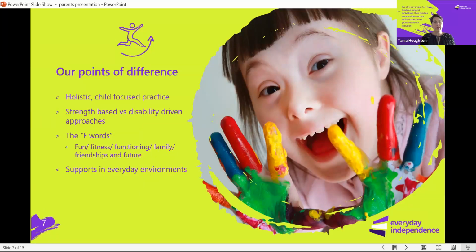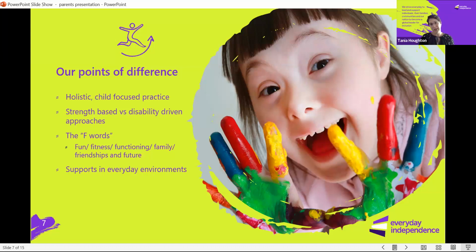So at Everyday Independence, we do focus on the whole child. We talk about more than just the child's additional need. So if a child like this little girl is having trouble engaging with other children, we'll actually look at that so much more broadly than just her being able to say words and greetings. We will look at, okay, how can she play? How can she interact with others? How can she start a game? And we'll look at that bigger picture.